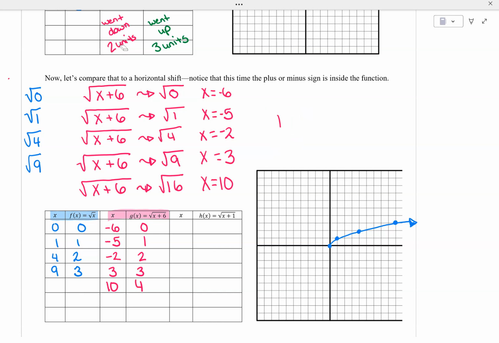Okay. So let's go look at our graph. We have 0, negative 5, 1, negative 2, 2, 3, 3, and 10, 1, 2, 3, 4. Oops, that's not a 4. I forgot that was a 9. So it's going to be out here.